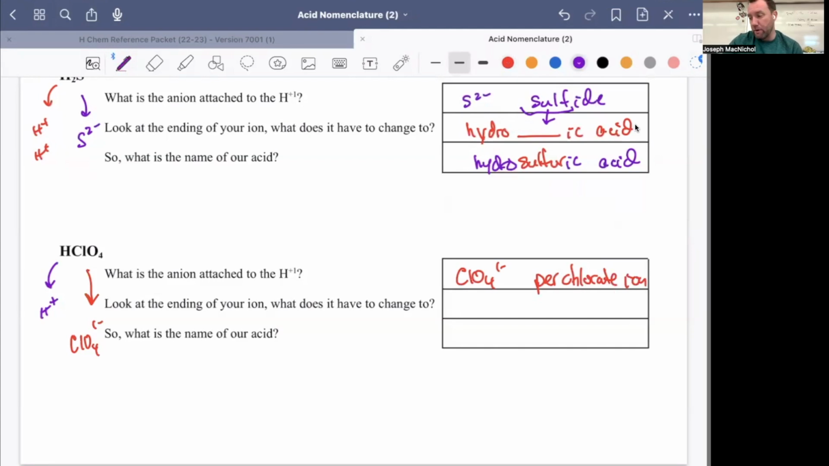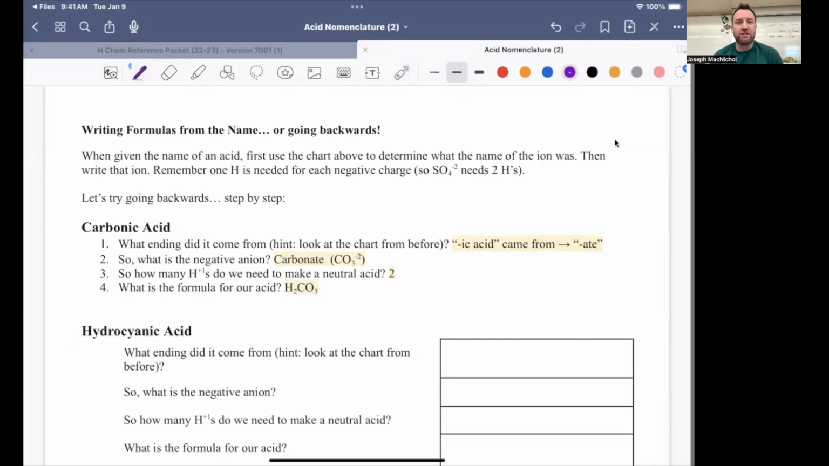All right, so per doesn't matter yet. We're going to use it still in the name, but we care just about the ending. This is the ate ending. Anything that is an ate is just an ic acid. So what are we talking about? We're talking about the perchlor, the perchlorate. So it's going to be the perchloric acid.